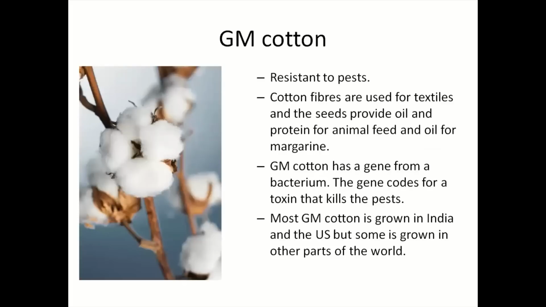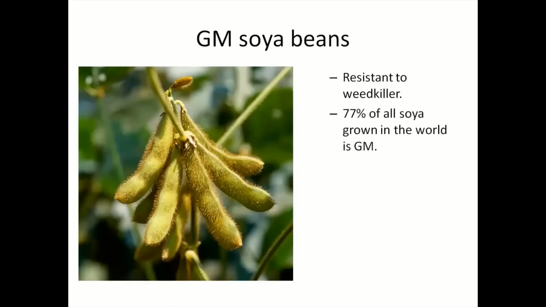Genetically modified cotton is resistant to pests. Cotton fibers are used for textiles and the seeds provide oil and protein. Genetically modified cotton has a gene from a bacterium which codes for a toxin that kills the pests. Most genetically modified cotton is grown in India and the US, but some is grown in other parts of the world as well. Genetically modified soybeans are resistant to weed killer, and 77% of all soya grown in the world is genetically modified.